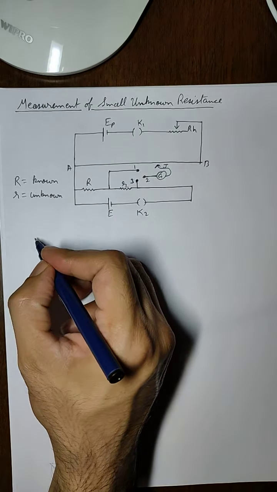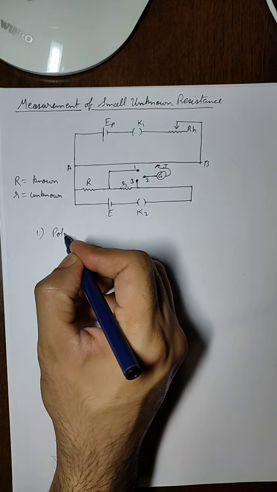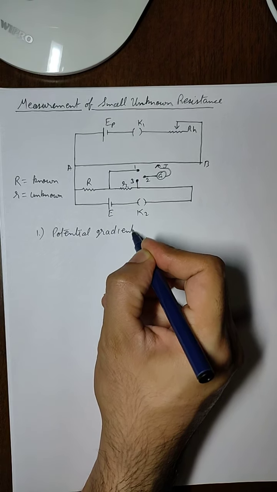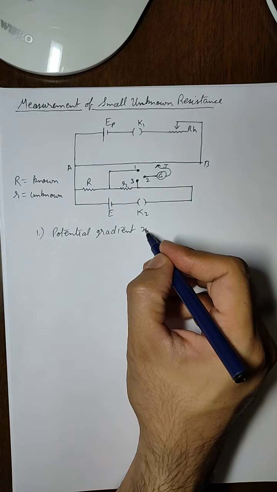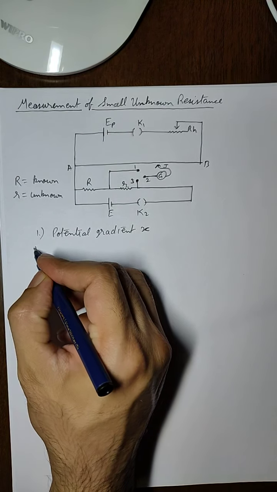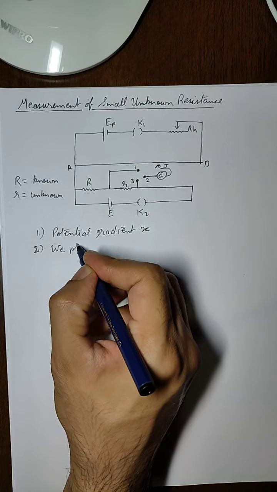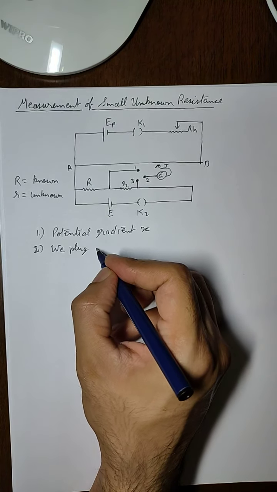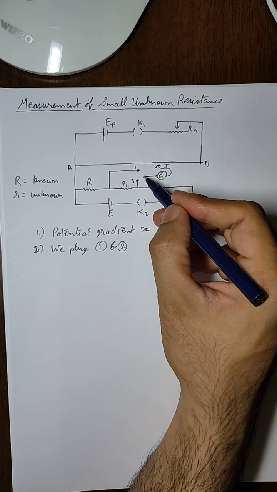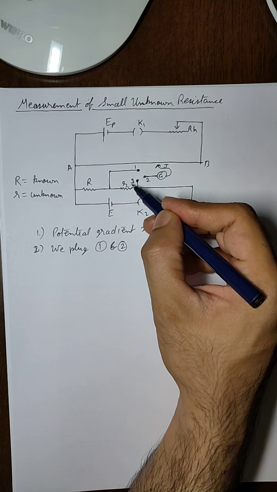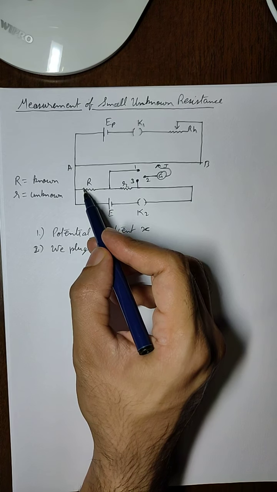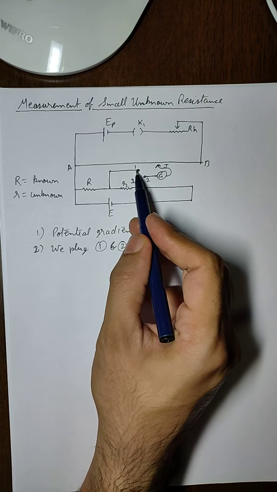So what we do here, first step, find the potential gradient x. This is always the first step, find the potential gradient x. Then we plug 1 and 2. We are plugging 1 and 2. 3 is kept out of the circuit, so that means in the secondary circuit only capital R, which is the known resistance, only capital R is introduced in the circuit.